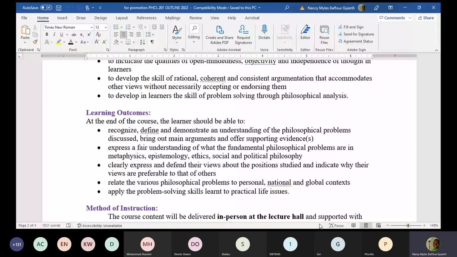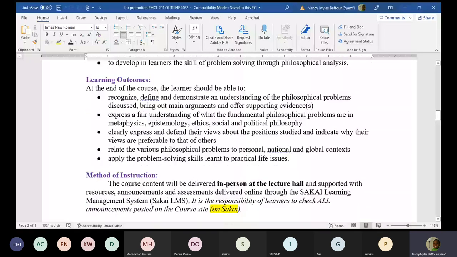Okay, learning outcomes. Unless there's a question. We are still going through our course outline. The learning outcomes: at the end of the course, the learner should be able to recognize, define, demonstrate everything I've said so far, the problems. Then two, you must be able to show why the problems are even problems at all. In other words, you will see that this is the position taken by one school of thought in response to this problem, but it still doesn't deal with the other position. So now we are in a fix. That's why we say it's a problem.